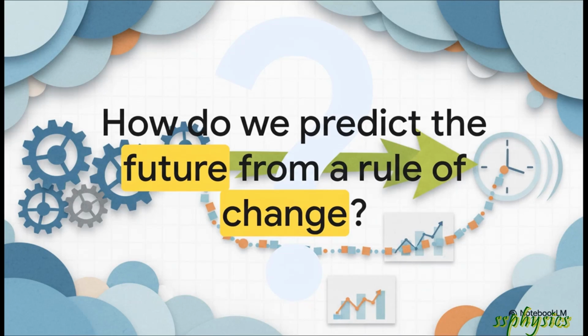And really, this is the heart of the problem, isn't it? Very often, we know the rule that governs how something changes from one moment to the next, but we have no idea what its actual state is over time. So how do you get from that rule of change to a full-blown prediction of the future? That's the puzzle we're going to solve today.